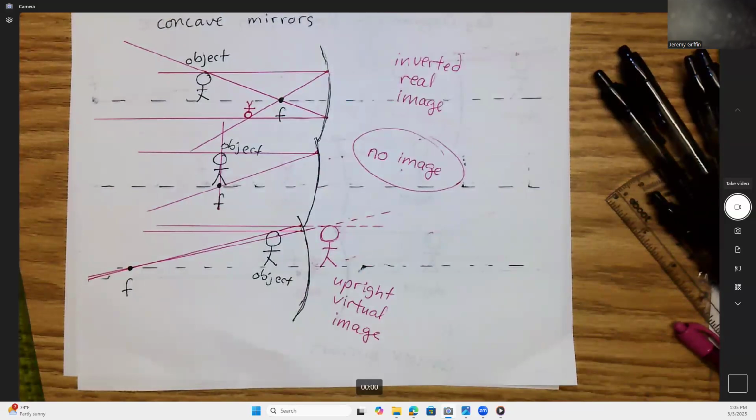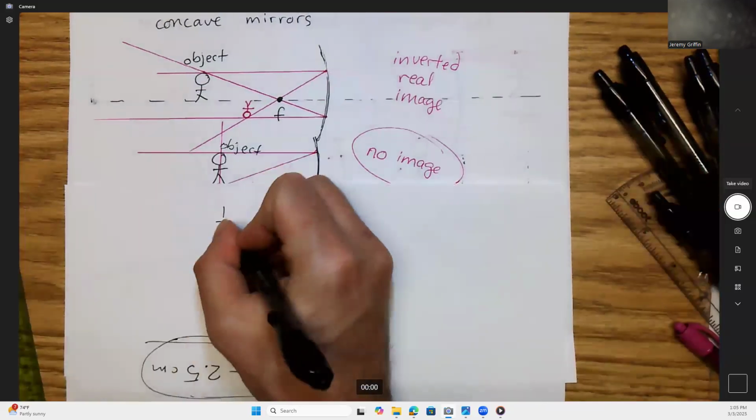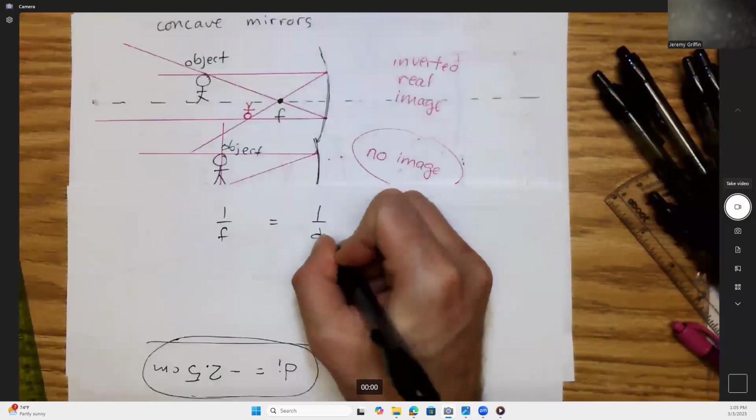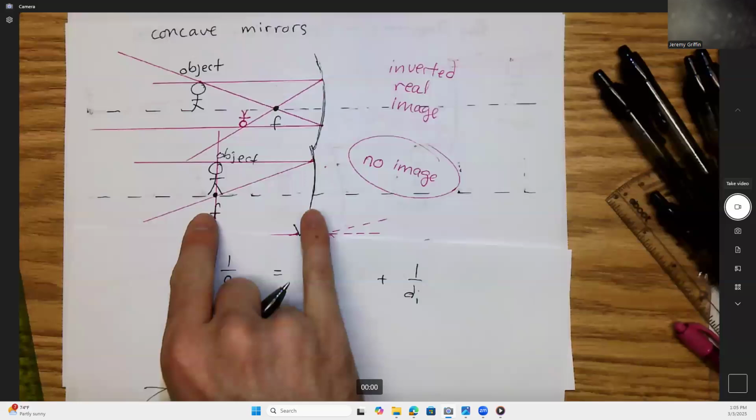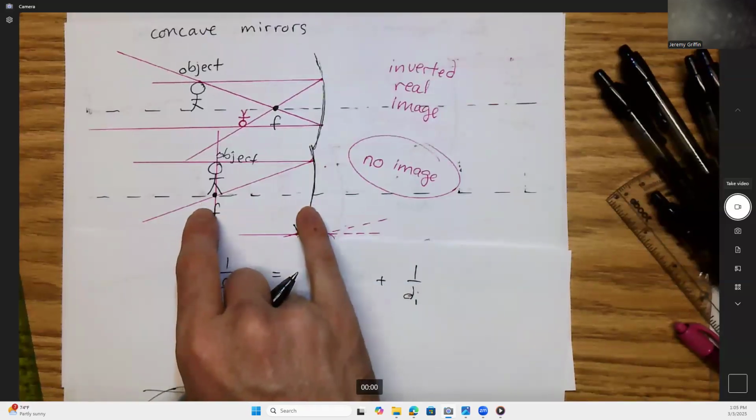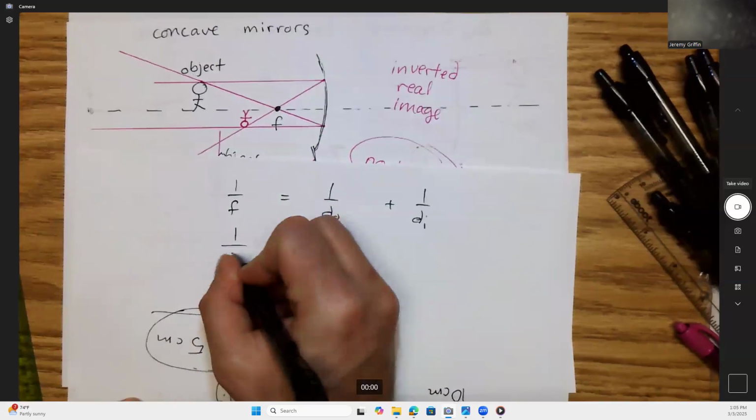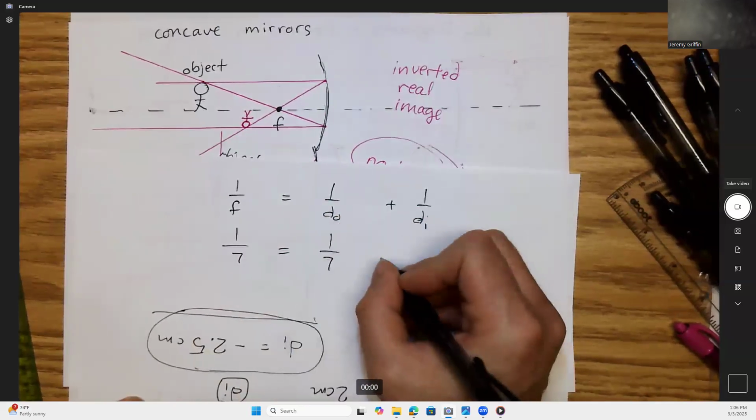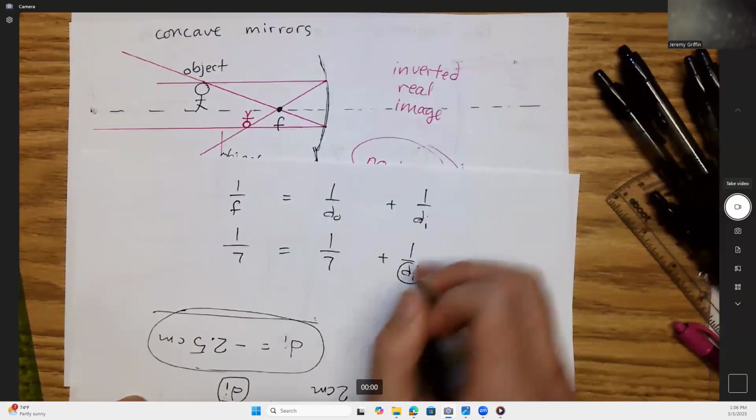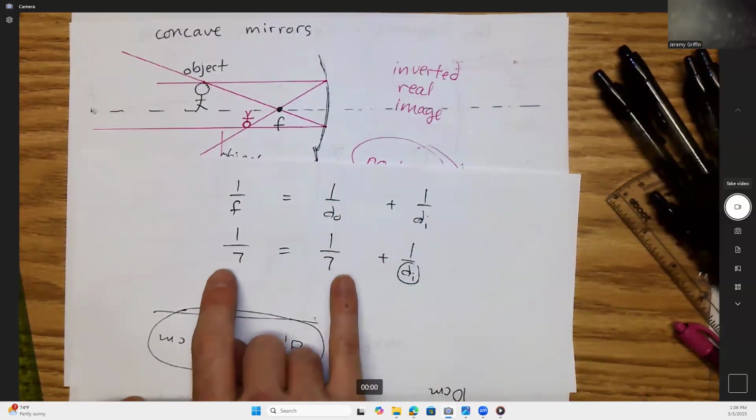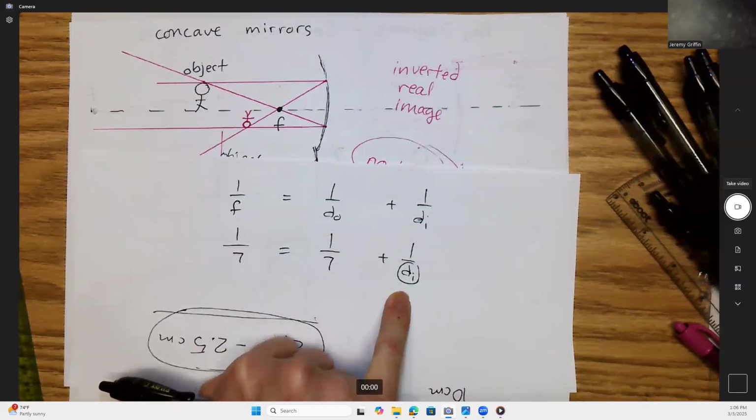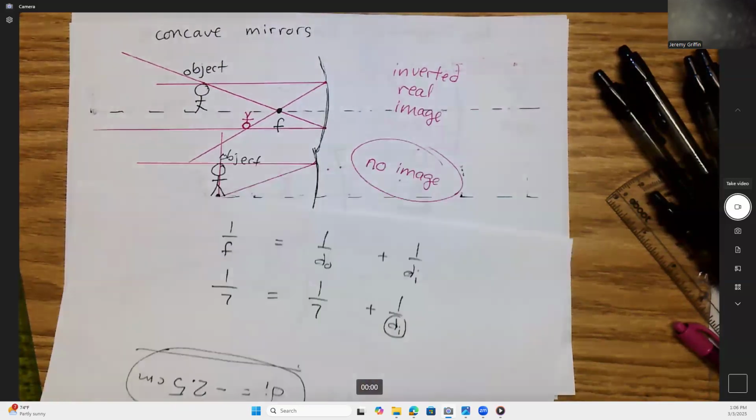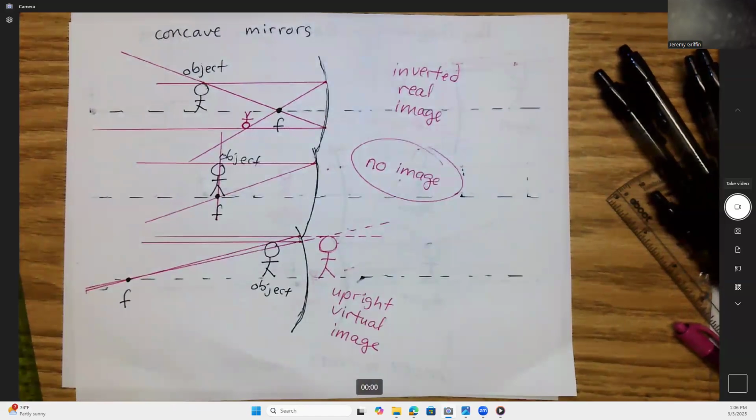Now, what does that look like in the math? Say you do 1 over focal equals 1 over DO plus 1 over DI. Do you guys see the focal point and the object are on the exact same location? So what if I do something like 1 over 7 equals 1 over 7 plus 1 over DI? Guys, what is 1 over 7 minus 1 over 7? 0. And if you did solve for DI, what's probably the best thing you could get? Infinity, right? Because 1 over infinity, we're back to that again. So there's no image there.